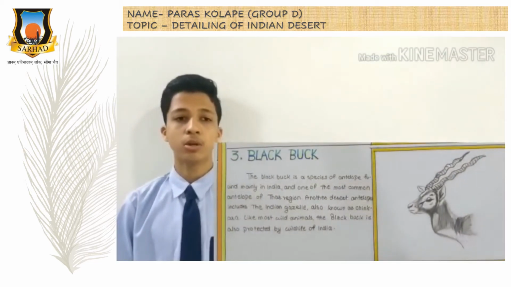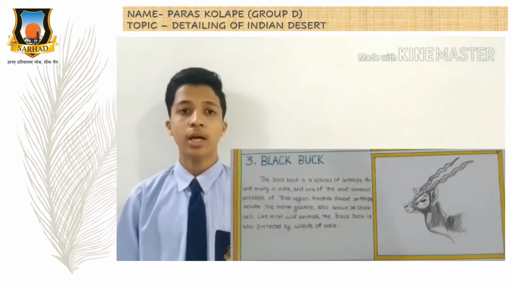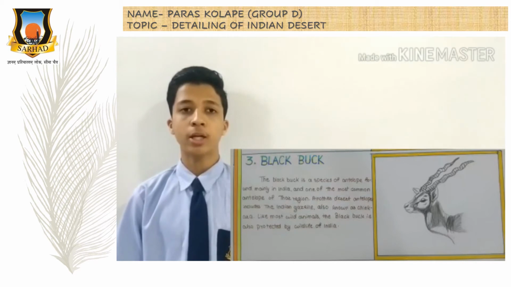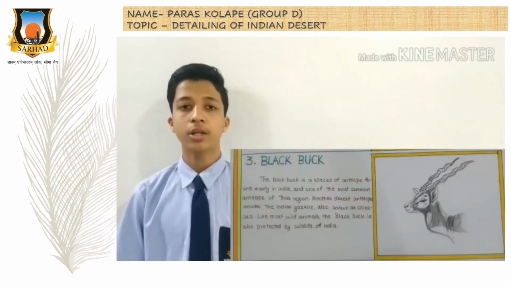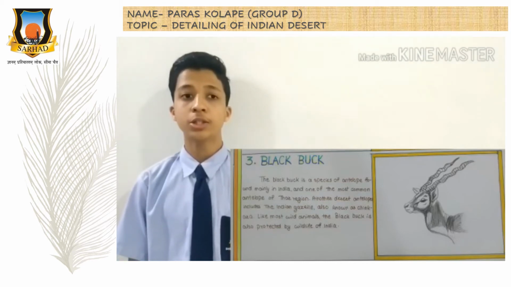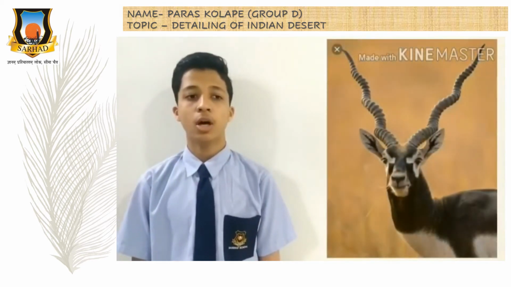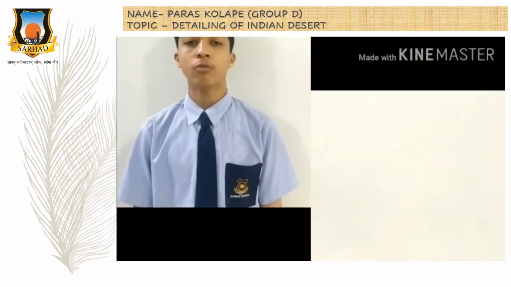Now our second animal is the blackbuck. The blackbuck is a species of antelope found mainly in India and one of the most common antelopes of the Thar region. Another desert antelope is the Indian gazelle, also known as chinkara. Like most wild animals, the blackbuck is also protected by the wildlife laws of India.